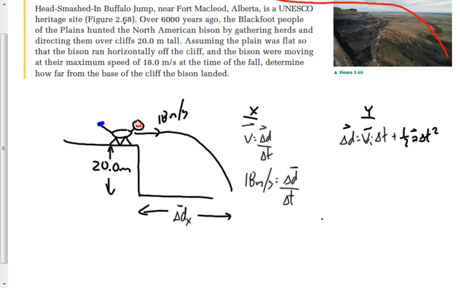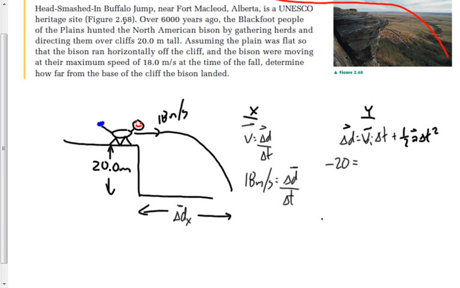Do we know what the y displacement is of this little-known blue-tailed bison? Hayden? Almost. It's negative 20 meters because it ends up 20 meters below where it started. So let's plug in negative 20 for the displacement. Horizontal displacement, we didn't know what that was because we don't know how far from the edge of the cliff that it lands, but we do know how far it falls. Falls 20 meters.